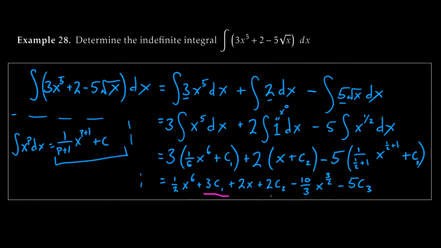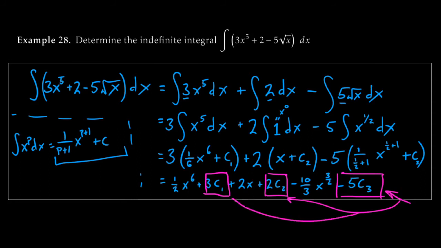So I've got 3c1, 2c2, minus 5c3. If they can be whatever they want, then 3 things that can be whatever you want get you exactly the same place as just 1 thing that can be whatever you want, right? So I might as well combine all of these guys into a single, new thing.